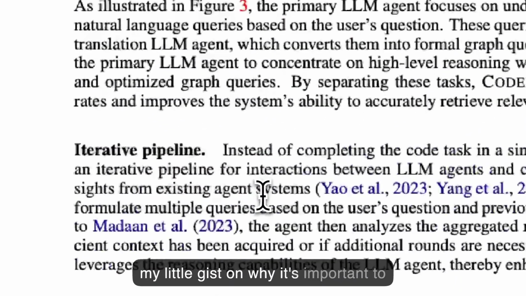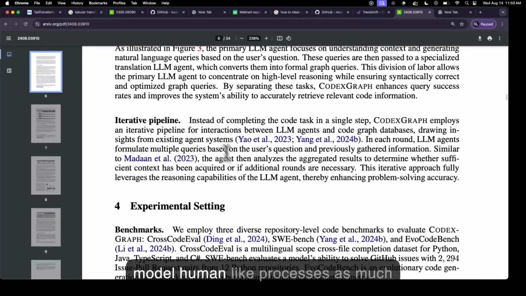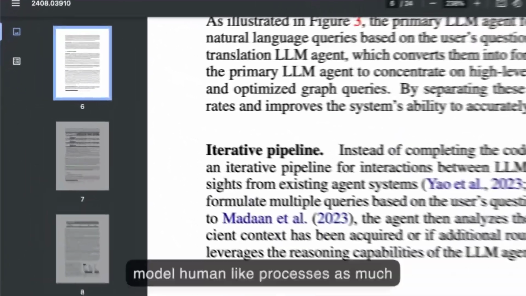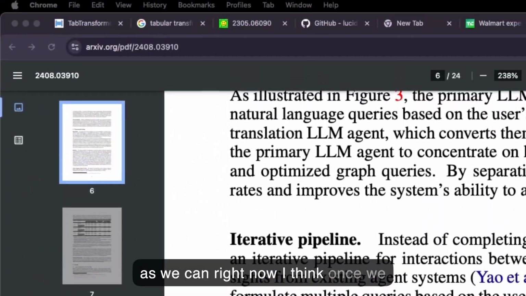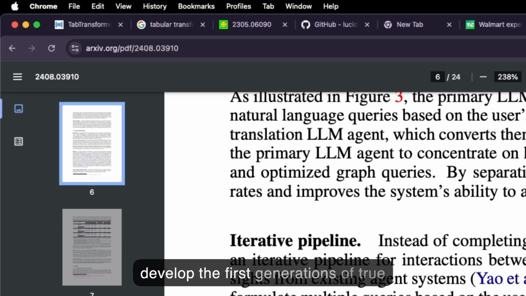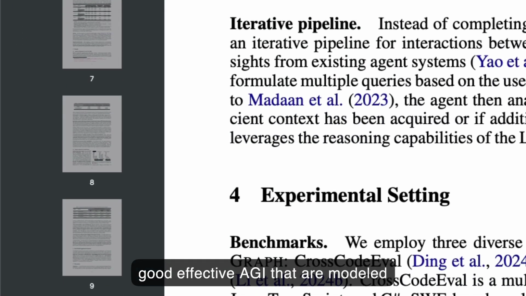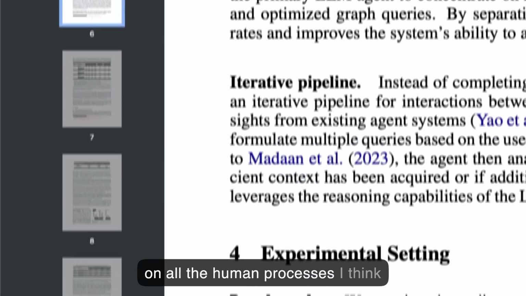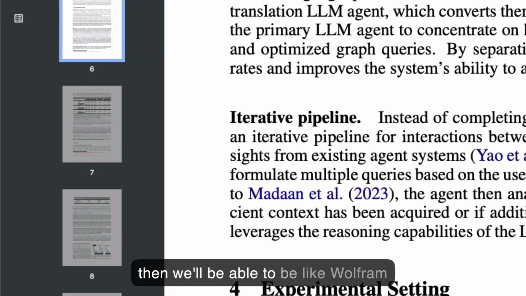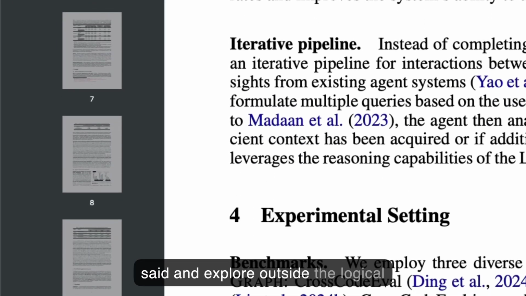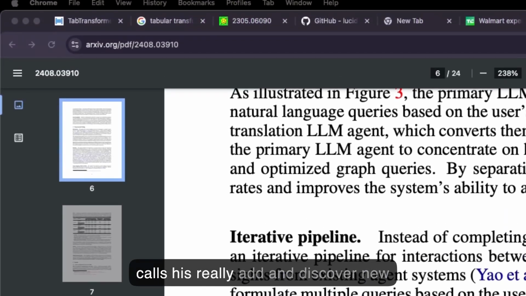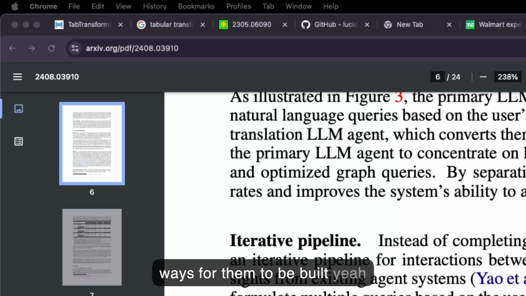It's my little gist on why it's important to model human-like processes as much as we can right now. I think once we develop the first generations of true, good, effective AGI that are modeled on all the human processes, they'll be able to do like Wolfram said and explore outside the logical limits of human thinking in what he calls his Ruliad and discover new ways for them to be built.